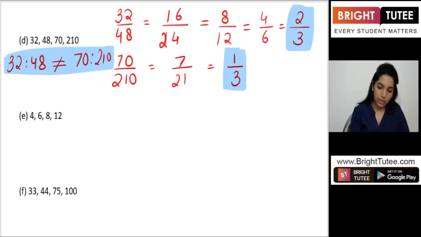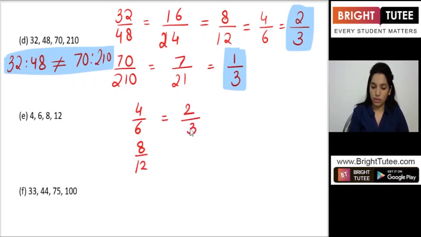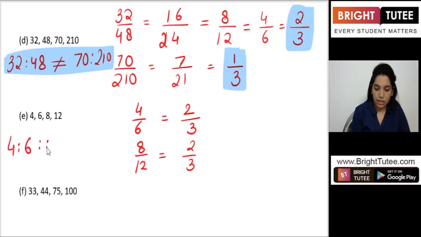Now let us check the next one. It is 4 over 6 and 8 over 12. Okay, let us check for this one. Here we can divide 4 over 6 by 2, so it is 2 over 3, and dividing 8 and 12 by 4, it will be 2 over 3. The same ratios are observed for both these. So here we can write that 4 is to 6 is in proportion with 8 is to 12.